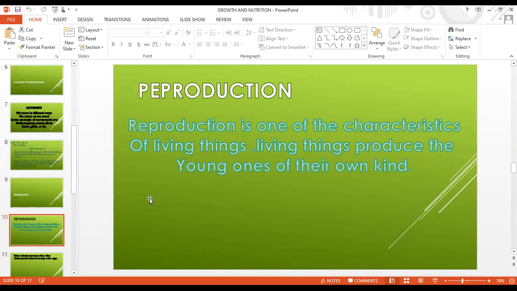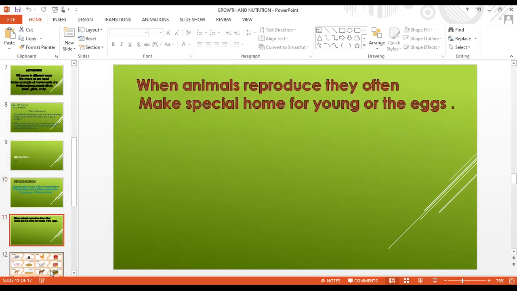Living things reproduce the young one of their own kind. So if the mother is a bear, the baby will always be a bear. If the mother is a duck, the baby will be a duck. If the mother is a kangaroo, the baby will always be a kangaroo. The line given here, the young one of their own kind, means they will be the exact copy of their parents. When animals reproduce, they often make special homes for young ones.